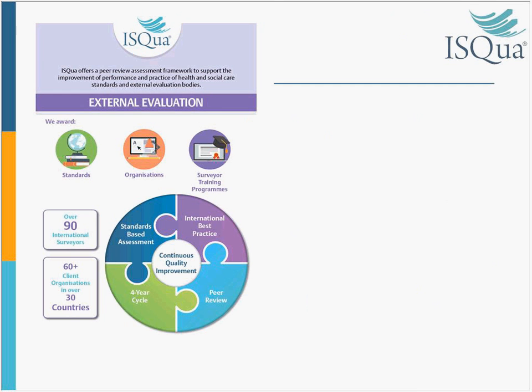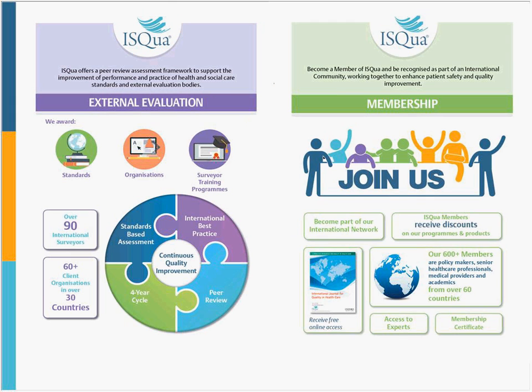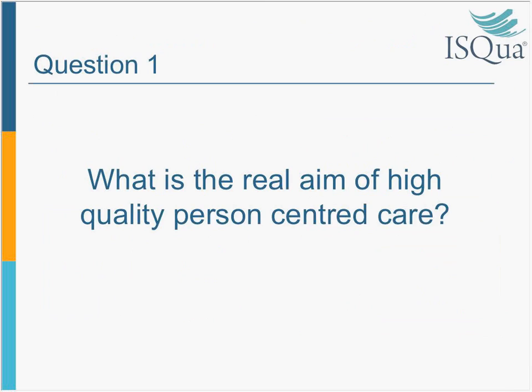We have the foundation, which is on external evaluation, and a membership organization dependent on members to make sure that we remain vibrant and strong. So that's basically ISQua with its 4 pillars. And when we look at where ISQua is going in the future, it's going into an area of really considering what the real aim of high-quality person-centered care is. In fact, that's the first question to all those who are listening: what really is the aim?